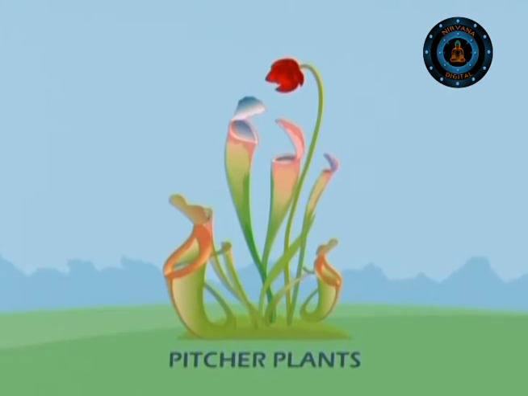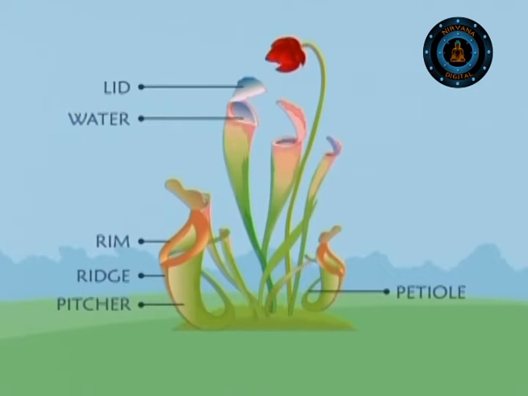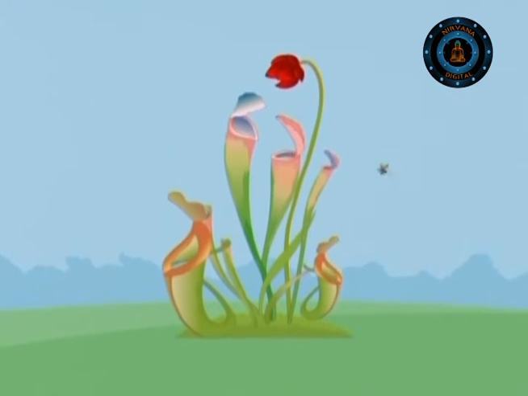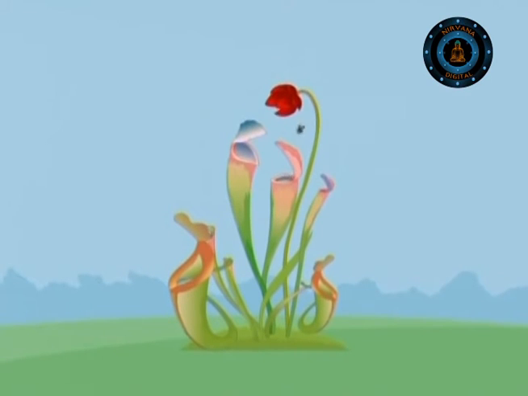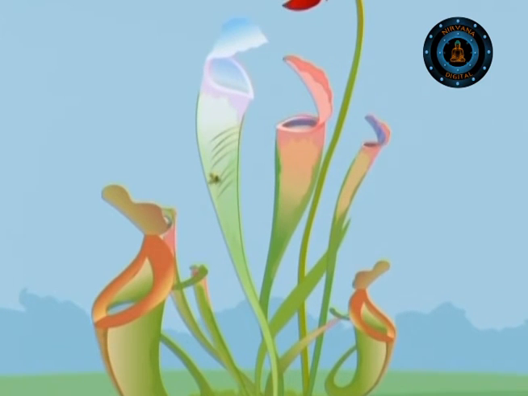Pitcher plants have cup-shaped leaves that partially fill with water during rains. These plants lure the insects with a sweet-smelling nectar. As the insect comes close, it falls off the slippery surface. The slippery walls and backward-pointing hairs stop it from escaping. The victim drowns and the plant digests it.